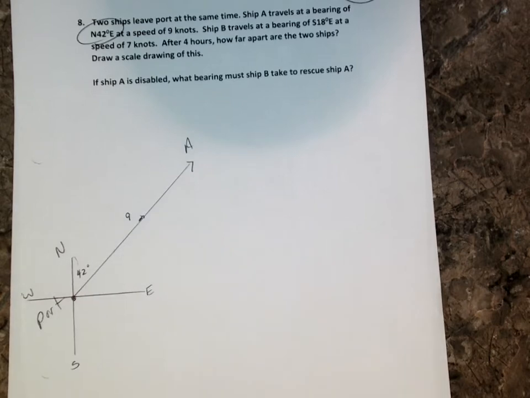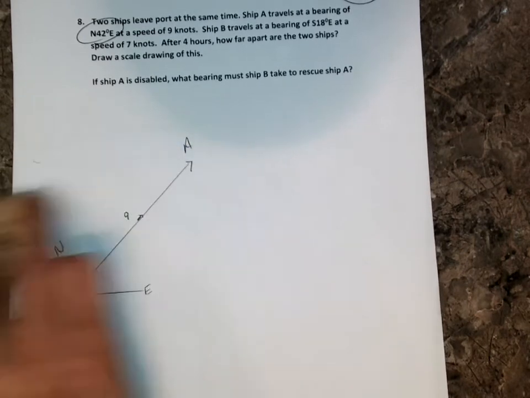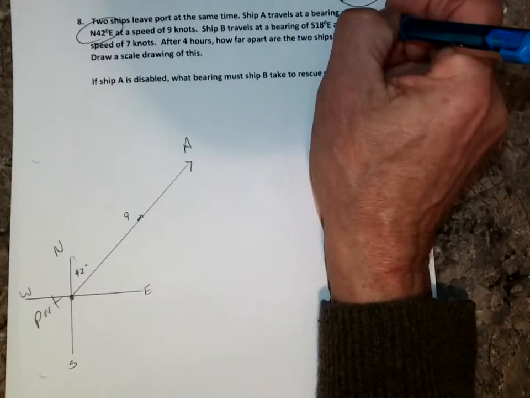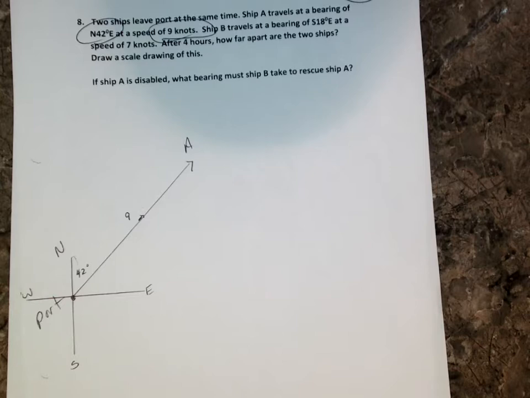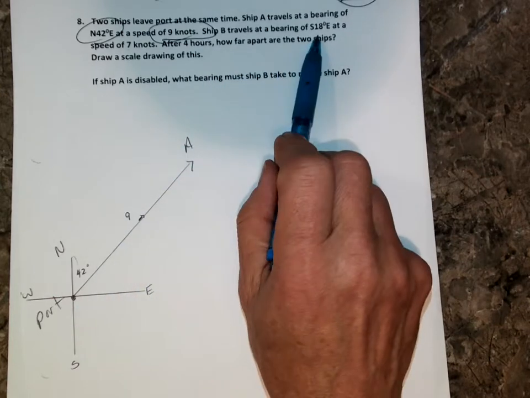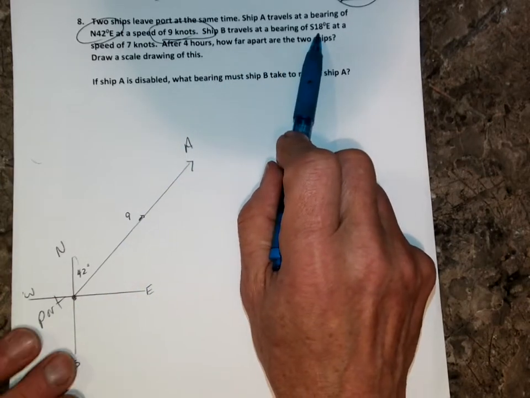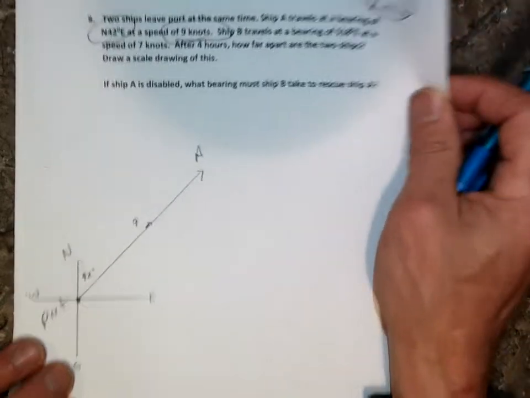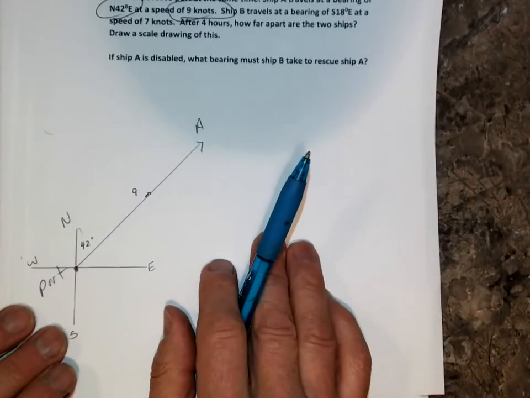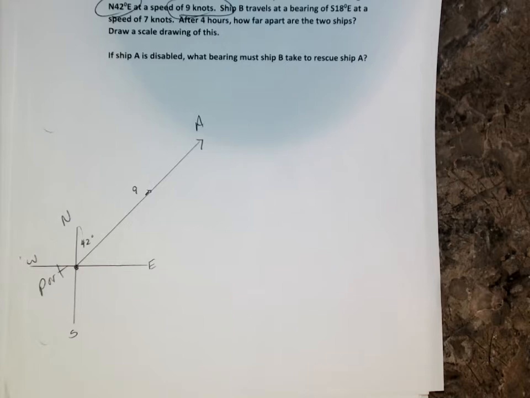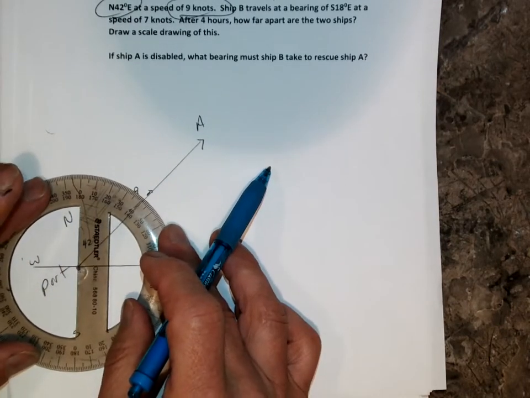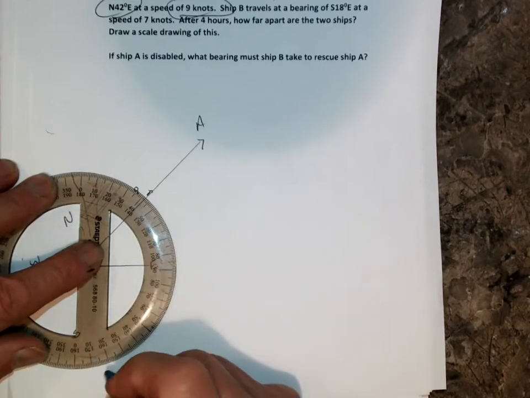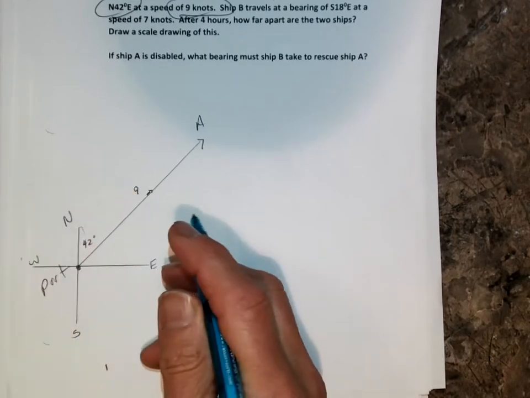Okay, so I just drew it. Drew my compass rose. Use my ruler. 9 centimeters for the speed. And 42 degrees. Okay, ship B. Ship B is going to look south. And rotate 18 degrees towards the east. South, 18 degrees. There's ship B.